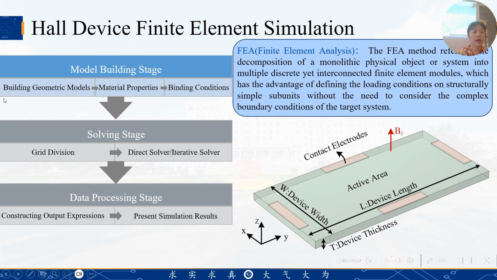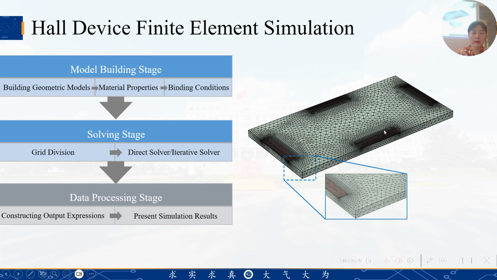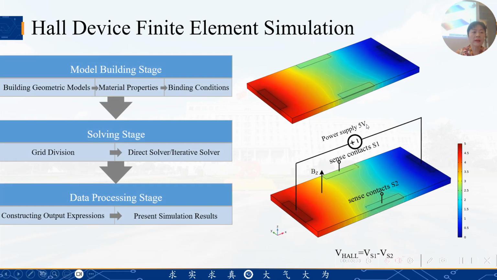First of all, we build the geometric models, then we choose the materials which we need, and we must set the boundary conditions in the COMSOL environment. After that, we have the grid division, and the grid division goes to the discrete solver, and after that, we can do some data processing. That's the grid division in COMSOL. And this is a simple model example.